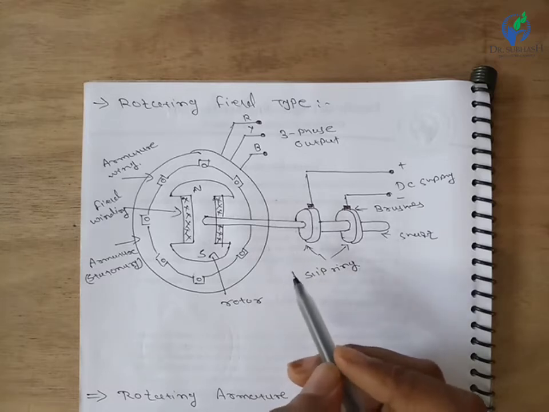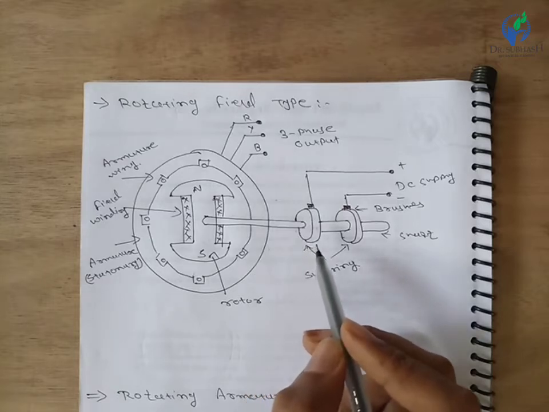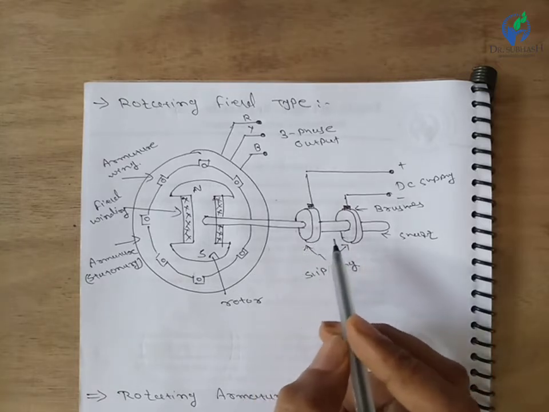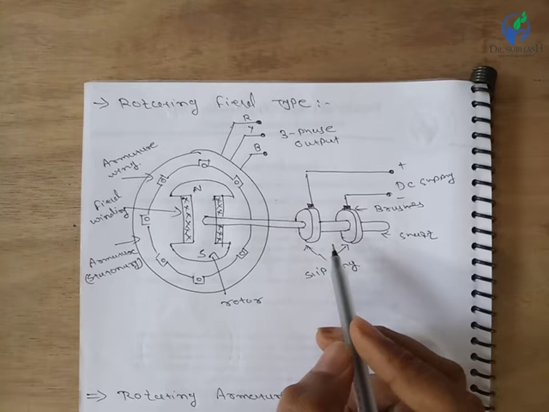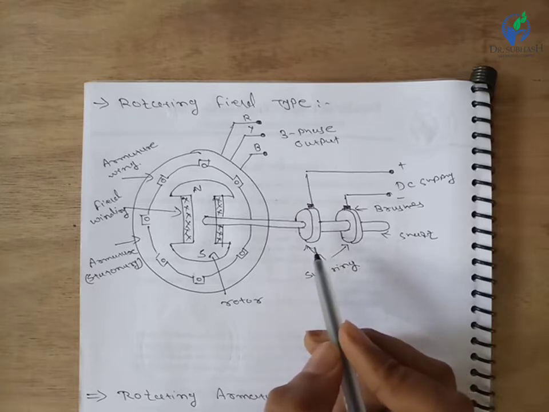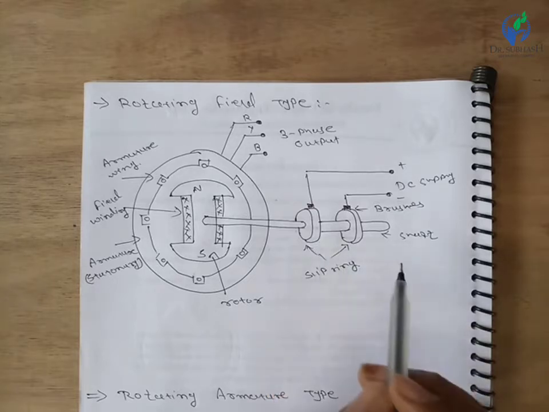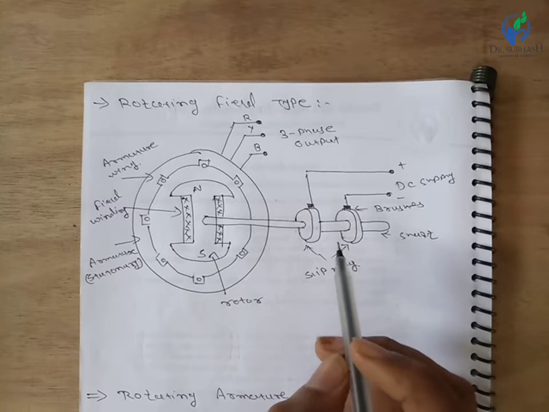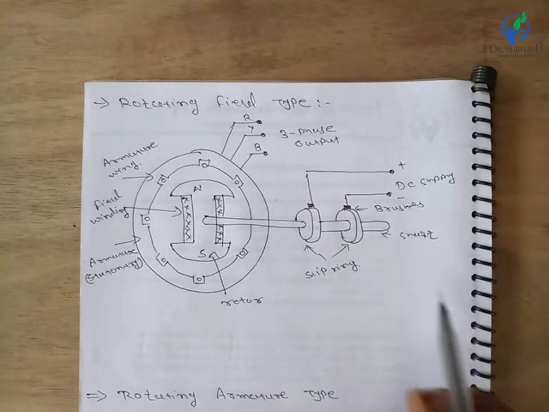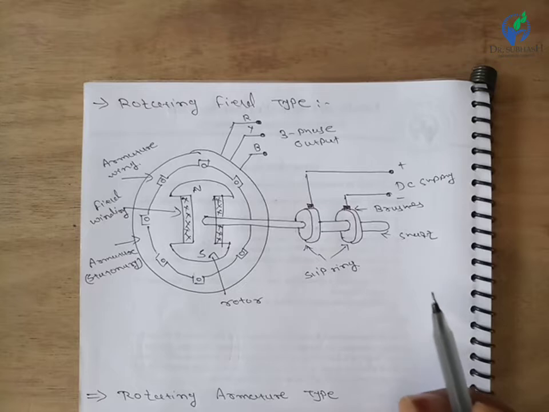The number of slip rings required in this case is 2. Two slip rings are required in this rotating magnetic field type. The DC supply used is 110 volts, 200 volts, 230 volts, or 400 volts.